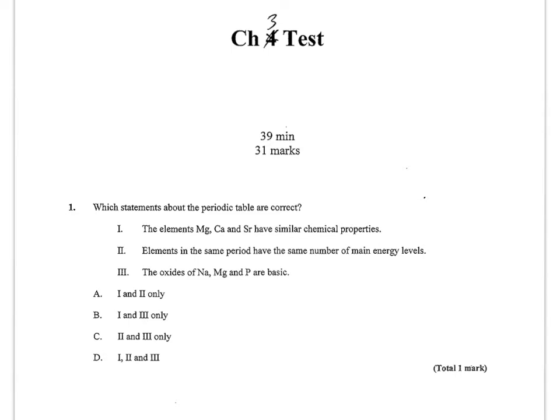So the first question asks, which statements about the periodic table are correct? Number 1 says the elements Mg, Ca, and Sr have similar chemical properties. If you look, you see that all three of those are in the same group or family, so that's a true statement. Number 2 says elements in the same period have the same number of main energy levels. That's also a true statement. That's how periods or rows are organized.